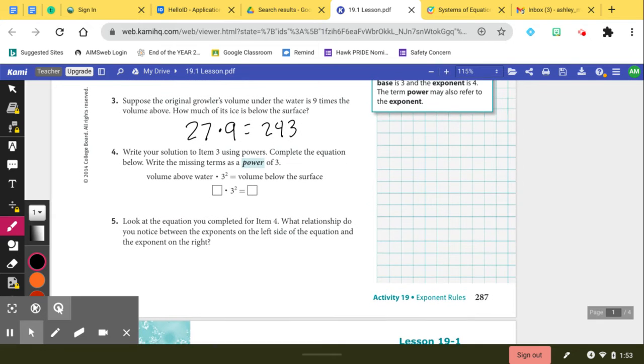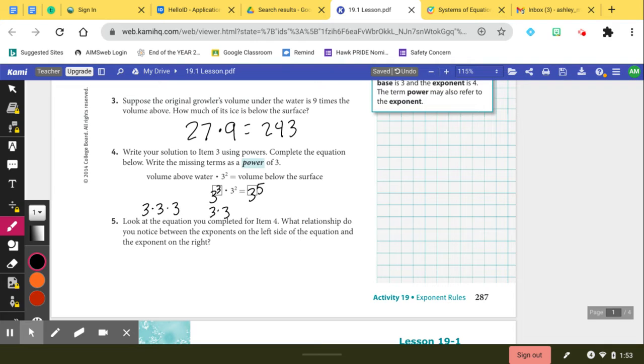It says, write your solution to item 3 using powers. Complete the equation below. Write the missing terms as a power of 3. The volume above water was 27, which could be written as 3 times 3 times 3, so that'd be 3 to the 3rd power. Times 9. Well, 9 can be written as 3 times 3, so this would be 3 squared, and this would be 3 to the 5th power to get 243.